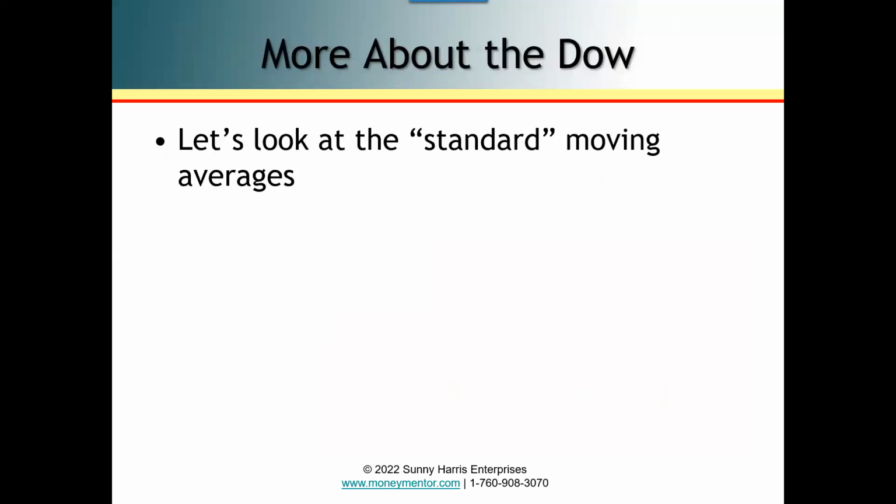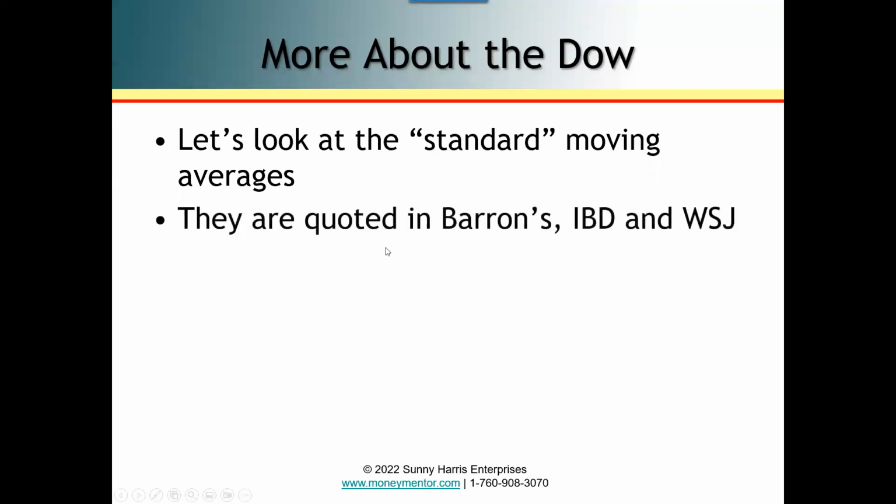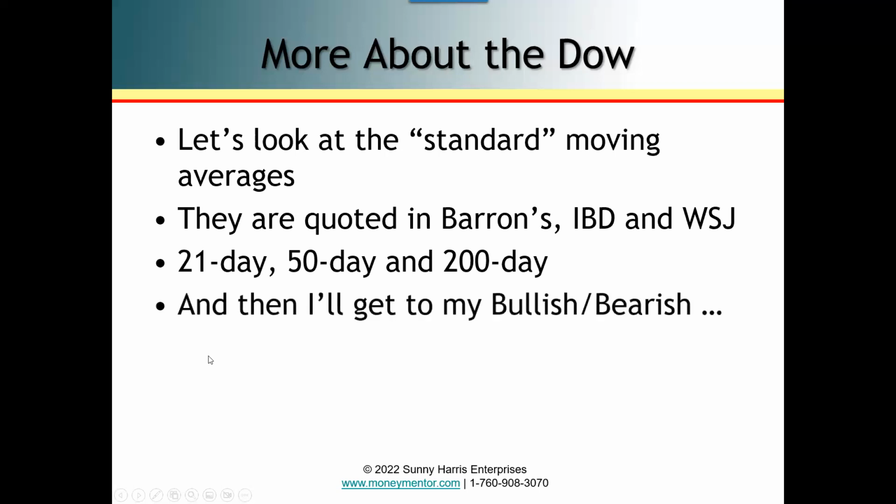So we're going to look for a second at standard or simple moving averages. They're quoted in Barron's and Investors Business Daily and the Wall Street Journal, and everybody's looking at the standard average, and that's 21 usually. Some people look at 20, others look at 21. So I use the 21-day moving average, the 50-day, and the 200-day. And you see those all the time. As soon as we break out of the 200-day moving average overhead, we're going to be off to the races, as if we're not already.